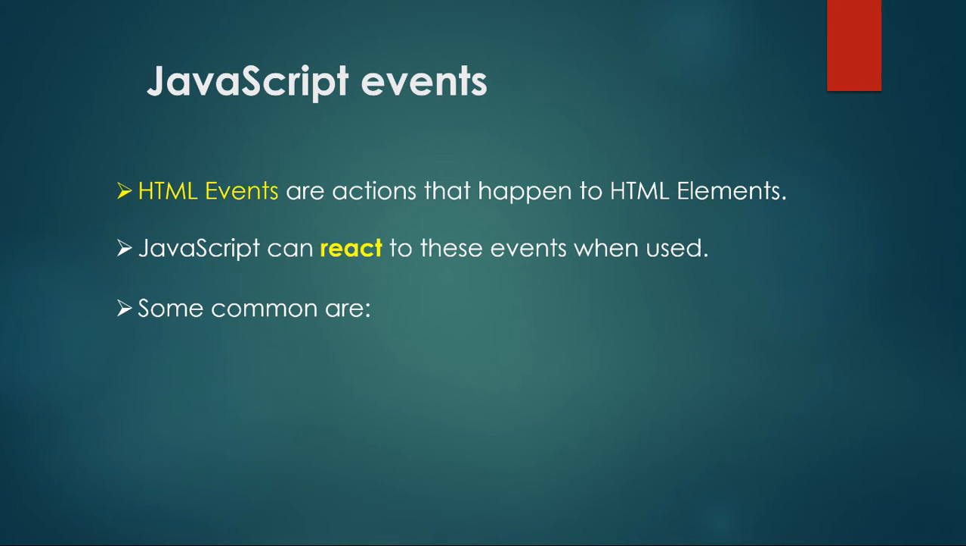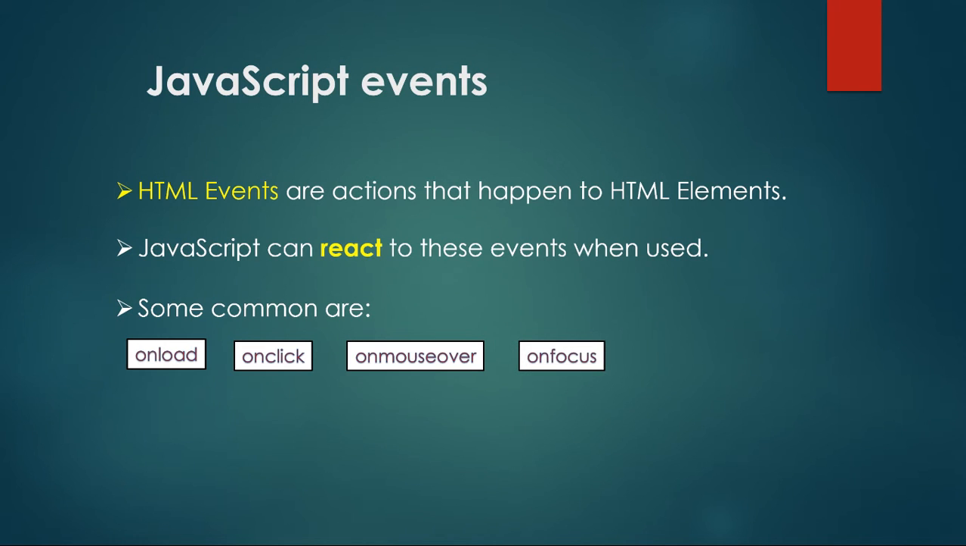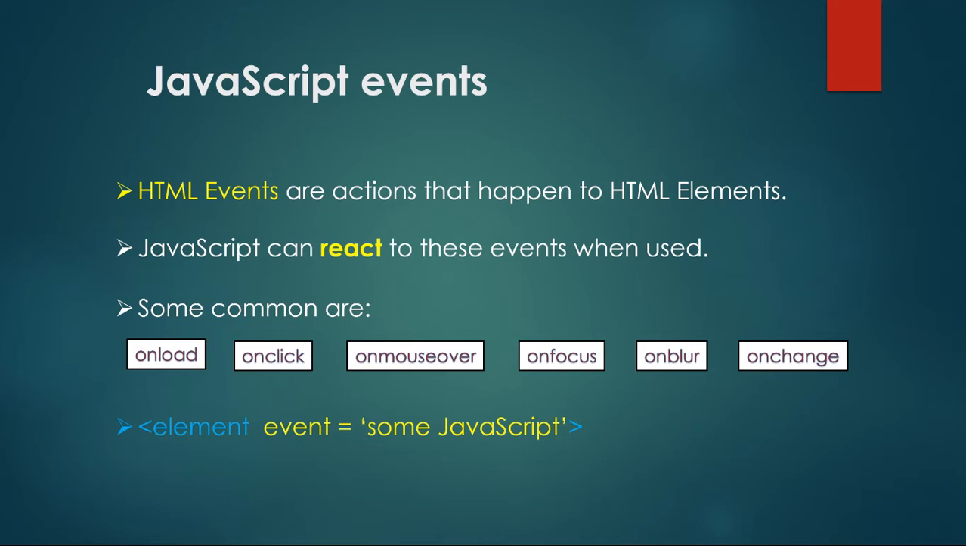So we display some events here. Now you can see, for example, when we open a web page in the browser, it is an event: onload. Or whenever we click a button, of course, it is an element, it is an event, sorry. Whenever you hover your mouse over an element, it is also onmouseover, or onfocus, onblur, onchange. So all of them are events.